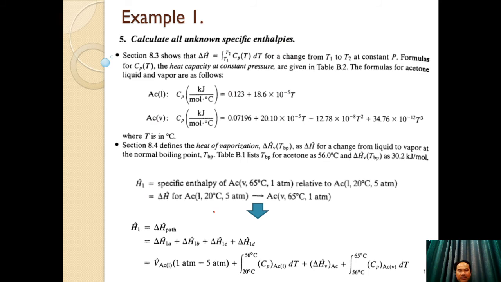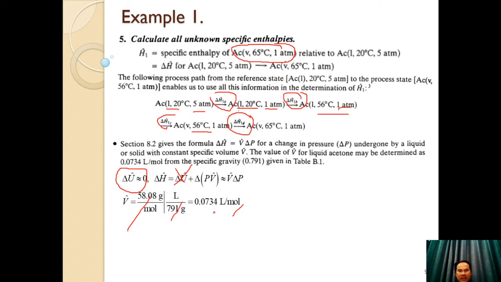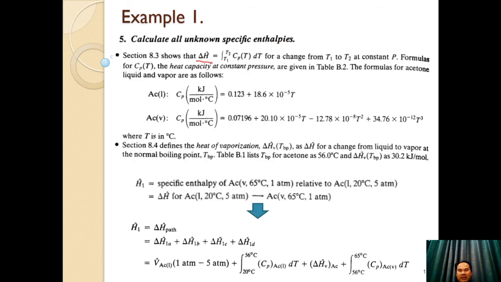And for the second step, acetone liquid to acetone liquid at constant pressure, but with a change in temperature. For this case, we talk about the sensible heat. Entropy is incorporated in terms of sensible heat and the change of temperature. Entropy is the integration of Cp dT over T, from T1 to T2. Cp is temperature dependent, and for this case, it is at constant pressure.